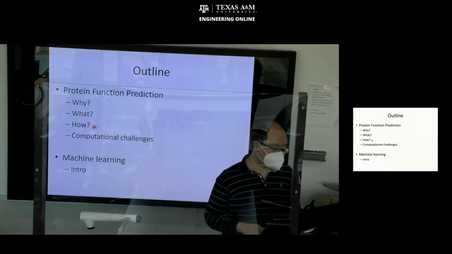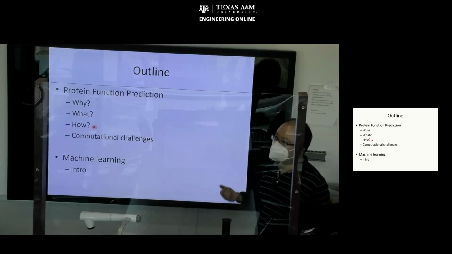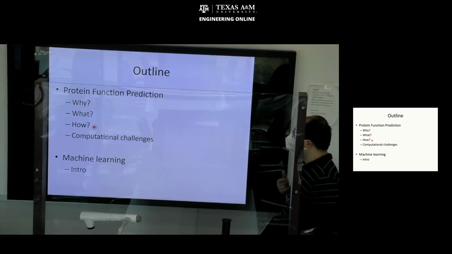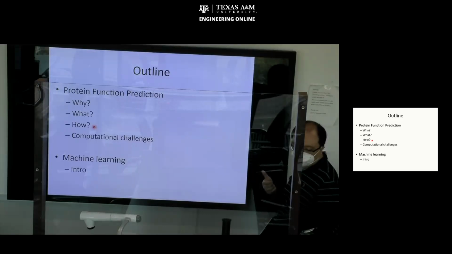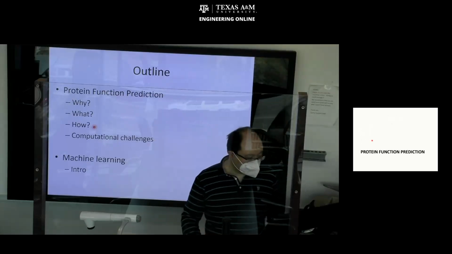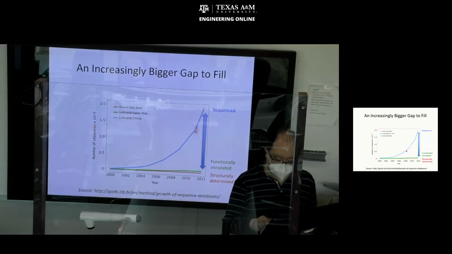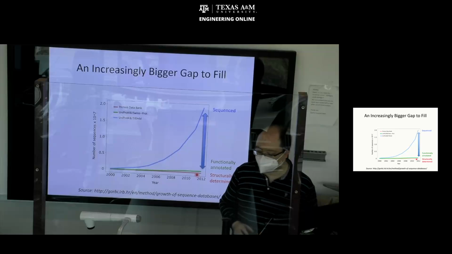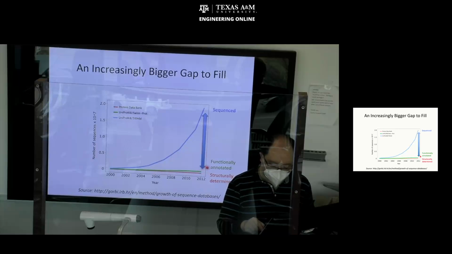Okay, so motivation, right? So we're now moving to the next question: protein function prediction. So why, what, and how? And then how the challenge motivated machine learning models. So why? We know that there is a gap between the sequentially determined and the structurally determined proteins, right? But the gap between the sequence determined and the functionally annotated proteins is also wide, okay?